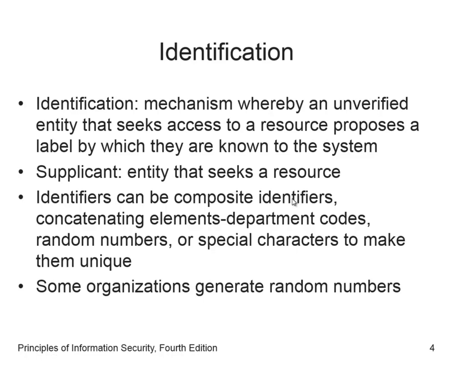To give the proper access, entities have to be identified. The identification process verifies the entity, the level of access, and the resources needed to be accessed. The entity that seeks a resource is called a supplicant. Each entity will be given a system identification or unique ID, which could be single or a composite combination. In addition, it could include numbers and or special characters. Some organizations use a random generator to generate random numbers for these IDs.